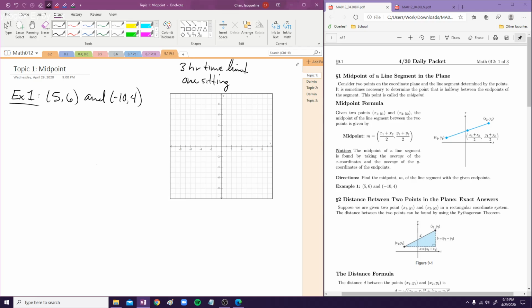So now that we know the midpoint formula and we know what the midpoint is, now let's apply it. Let's do an example. The directions for our example say find the midpoint M of the line segment with the given endpoints. We're given 5, 6, and we're given negative 10, 4. First thing is I'm just going to write down the formula.